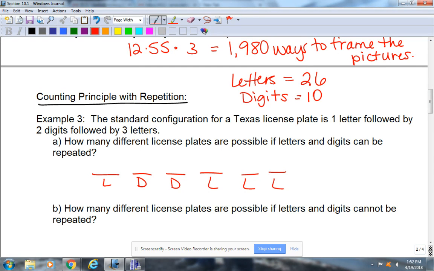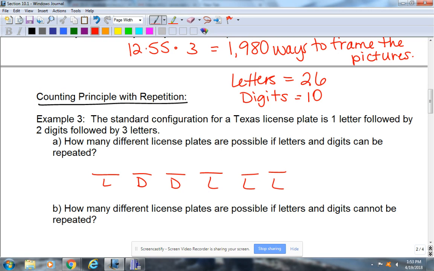Well, there's 0 through 9 because 10 is not a digit. Yeah, because digits only take up 1 space, right? Yes, I get what you're saying. But you see what I'm saying, though? Digits are only 0 through 9 because digits only take up 1 space.